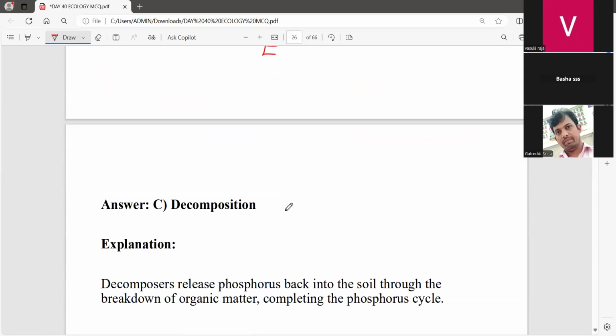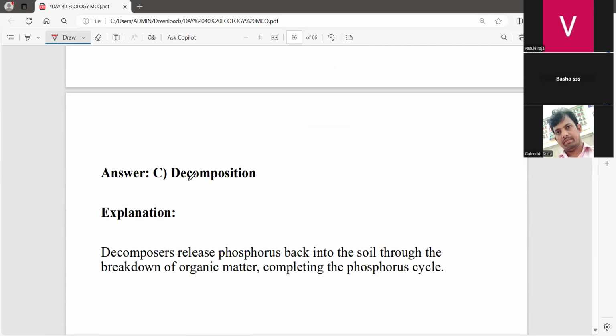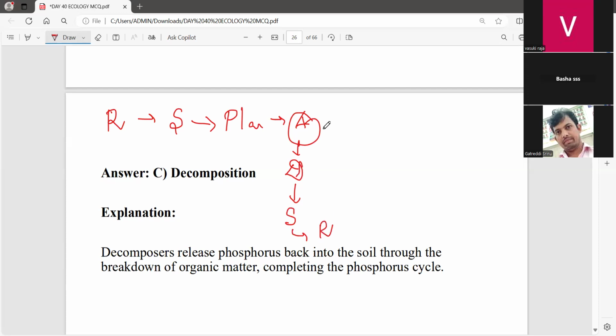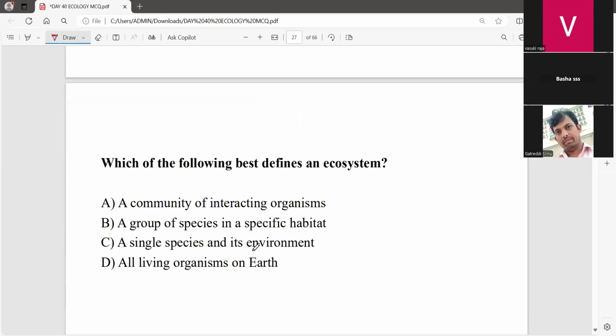And the answer will be decomposition, because initially it was rock, right? After that it results in the soil. In the soil we have a lot of phosphorus, and this is taken by the plants, and the plants are eaten by the animals, and after that it goes to the decomposers. Through the process of decomposition, it once again leaves the animals, that is, leaves the decomposers to the soil, and after that it will result in rock. Now this is the abiotic factor and this is the biotic factor. This is the biotic component where the phosphorus is leaving to the abiotic. So this is the language you have to understand. So the answer will be decomposition.